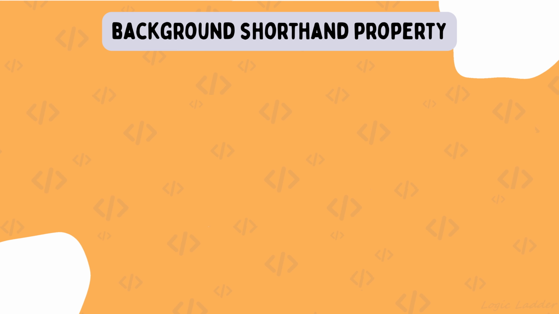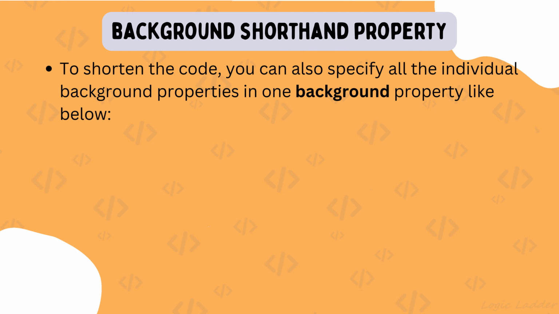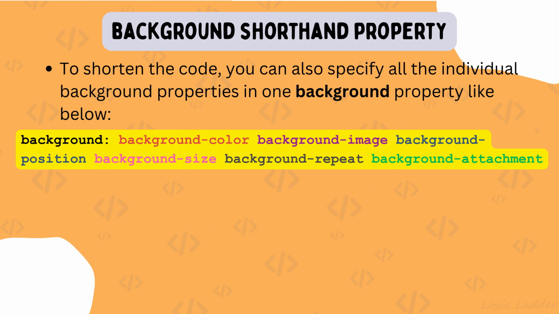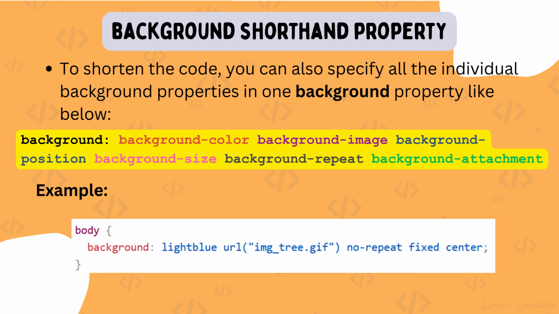Just like we use shorthand for margin and padding, we can also use a background shorthand. One line can include image, repeat, position, size, and even attachment. This keeps your code neat and clean.